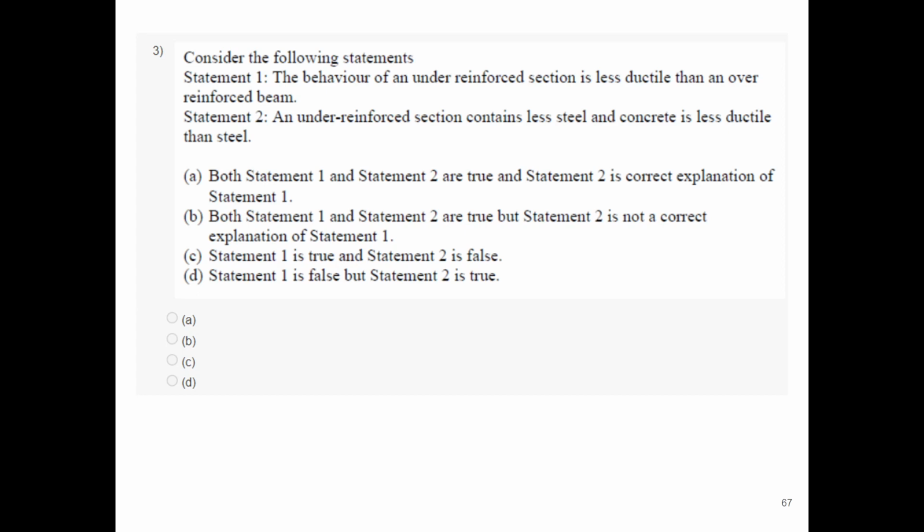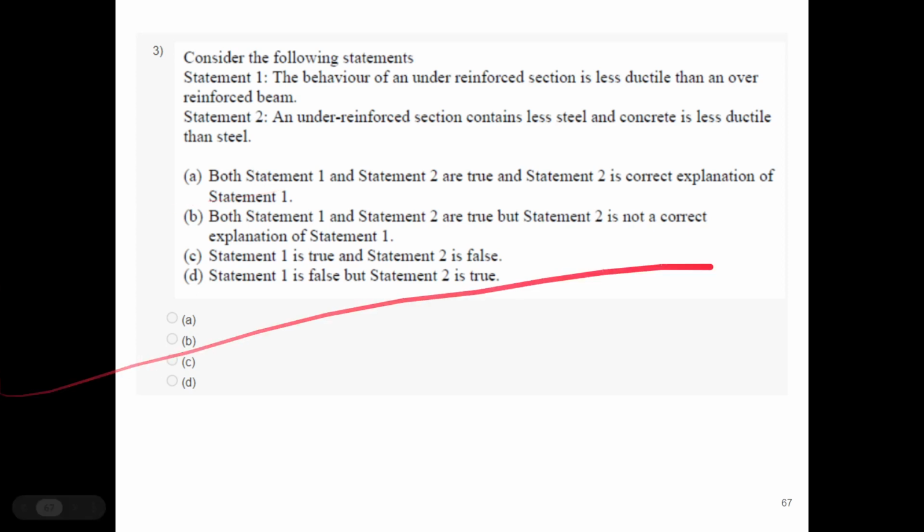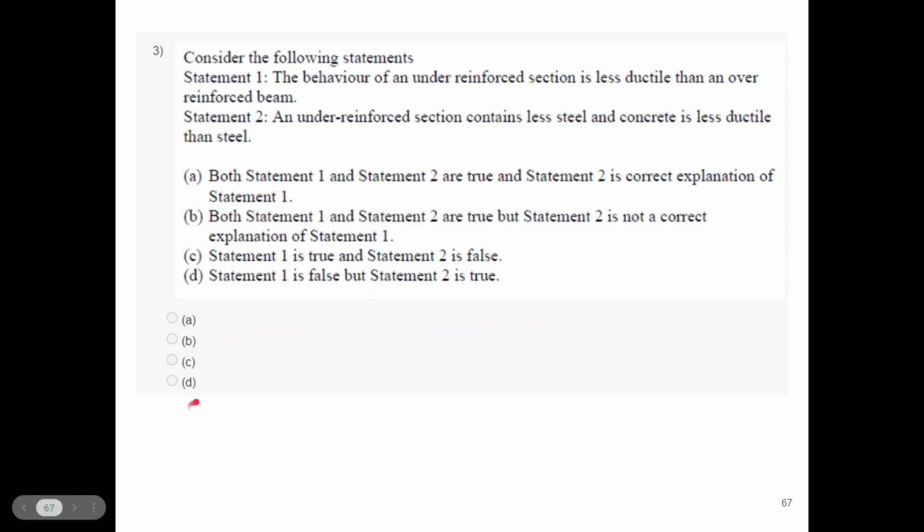So the behavior of an under-reinforced section is less ductile. This is wrong. It is more ductile, because steel is failing first, and steel is a ductile material. So the behavior of an under-reinforced section is more ductile than an over-reinforced section. So 1 is false, right? And 2, an under-reinforced section contains less steel, and concrete is less ductile than steel. Yes, concrete is brittle compared to steel. So statement 2 is correct. Statement 1 is false and statement 2 is true. So D is the correct option.